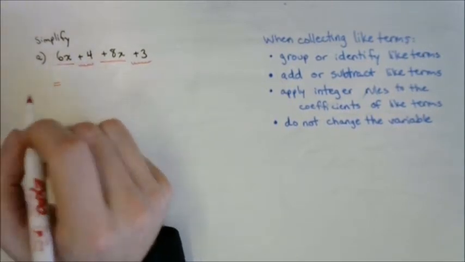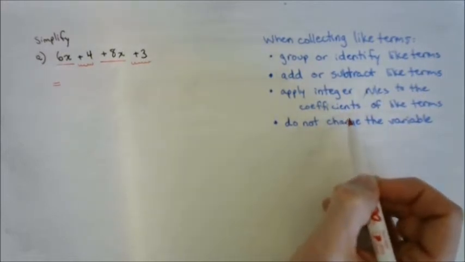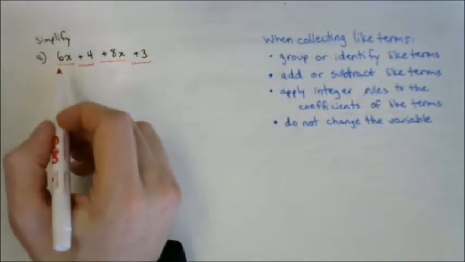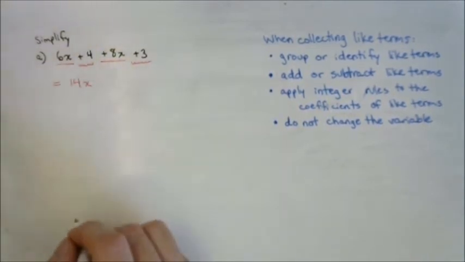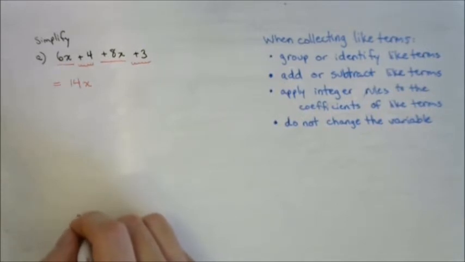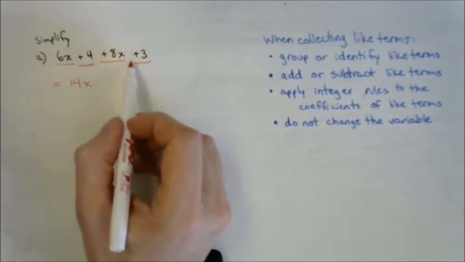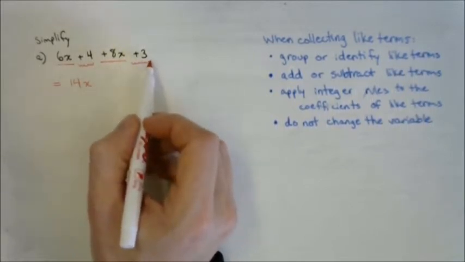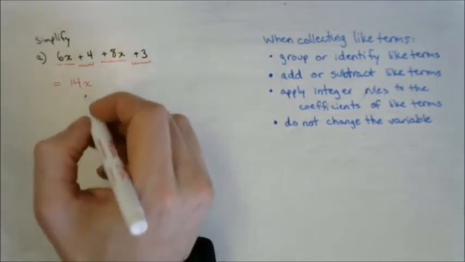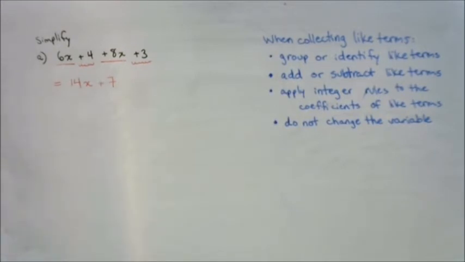Okay. Now I need to add or subtract like terms by applying integer rules to the coefficients and keeping the variable the same. So 6x plus 8x, all I need to look at is 6 plus 8 is 14, and I'm dealing with x's. Okay? This is another reason you can't combine 8x and 3, because this guy doesn't have the same variable. So if you added the integers, the coefficients, and then kept the variable the same, it'd be like, oh, what variable do I keep, x or no variable? They're not the same. Can't do it. And we add our constants, 7. So you've got 14x plus 7.